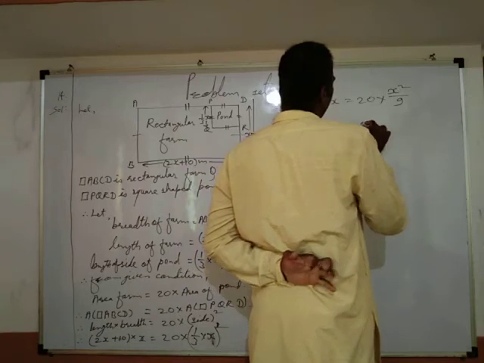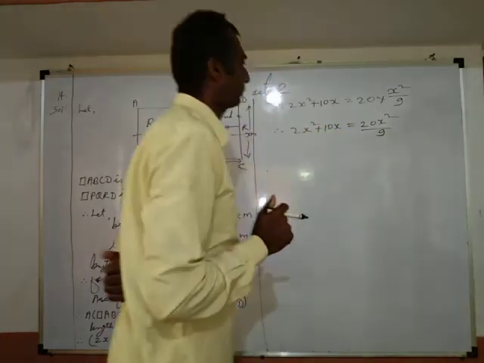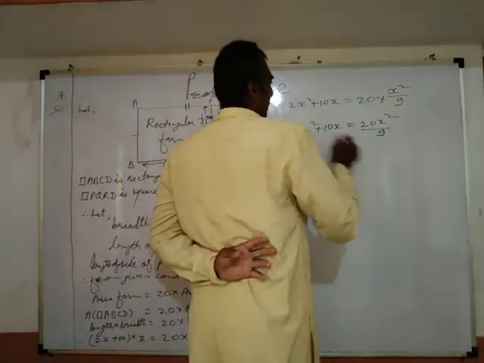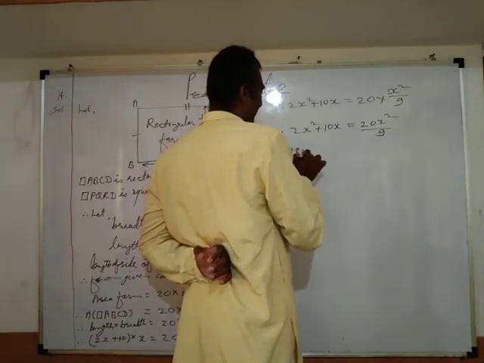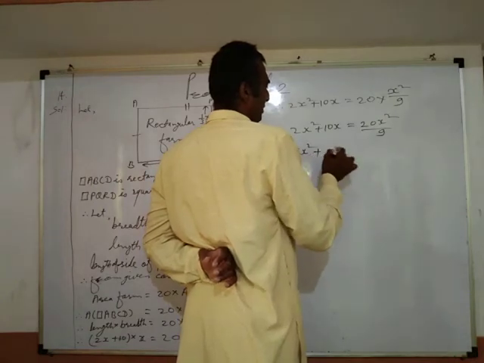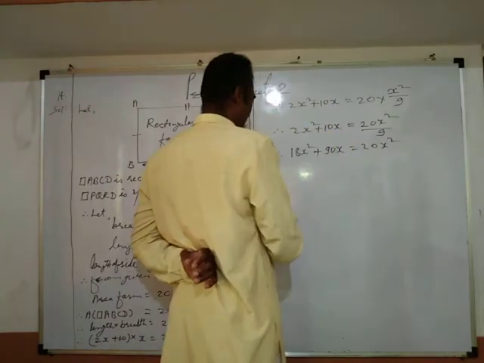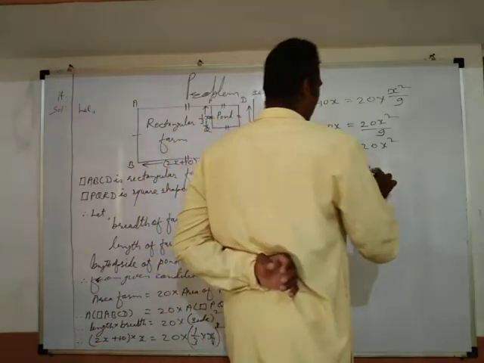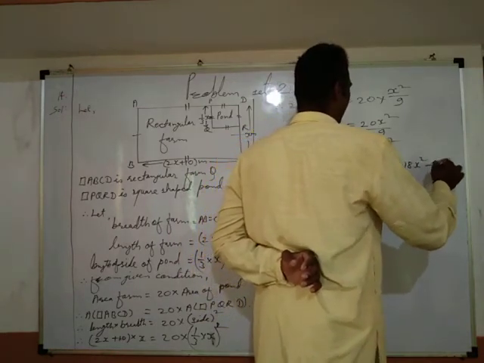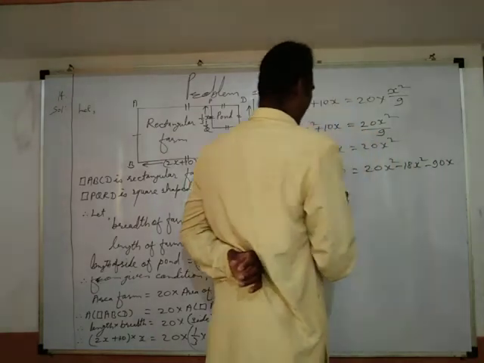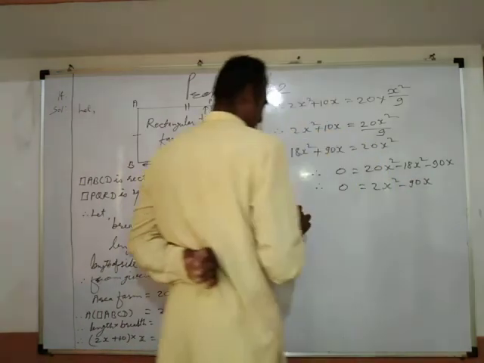equals 20x square upon 9. Now let's cross multiply. 9 into 2x square gives us 18x square plus 90x equals 20x square, and therefore 0 equals 20x square minus 18x square minus 90x. Therefore it will be 0 equals 2x square minus 90x.